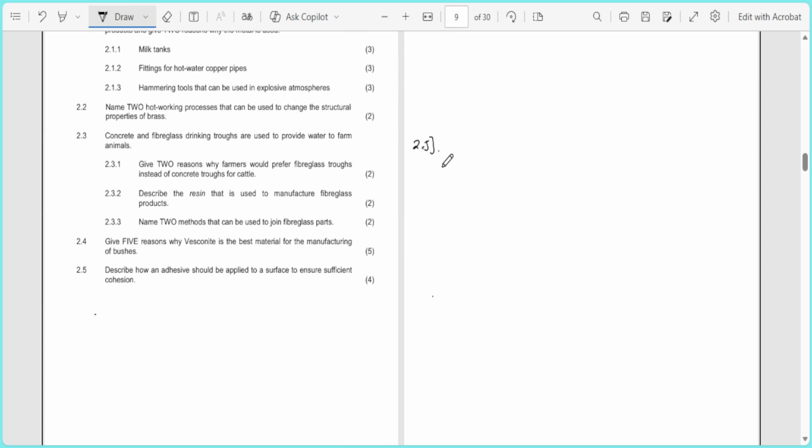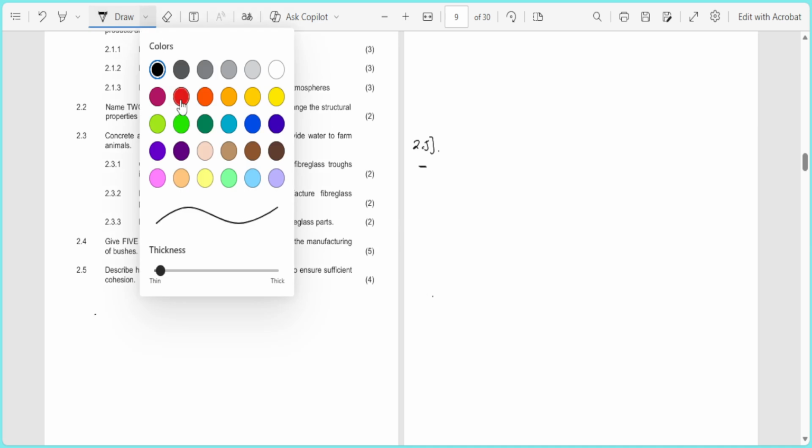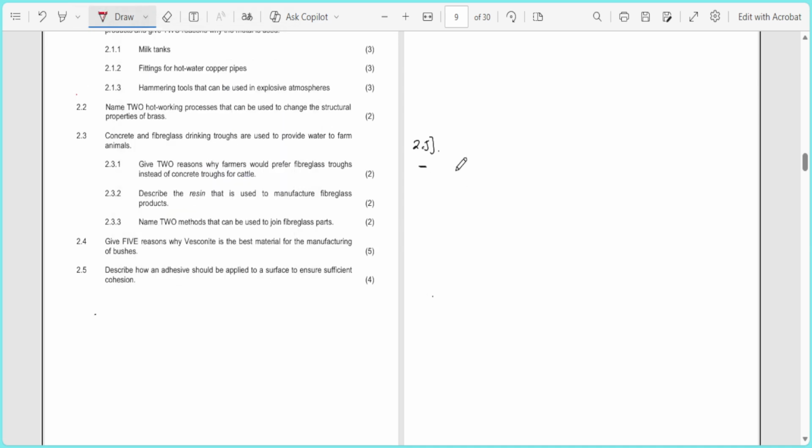An adhesive is something that can stick two materials together. It should be applied to a surface to ensure sufficient cohesion, or enough bonding, between the two joining materials. For 2.5, how many marks? 4 marks. Let's start with this one. Let me use another color.